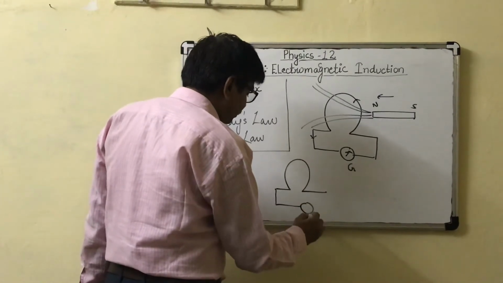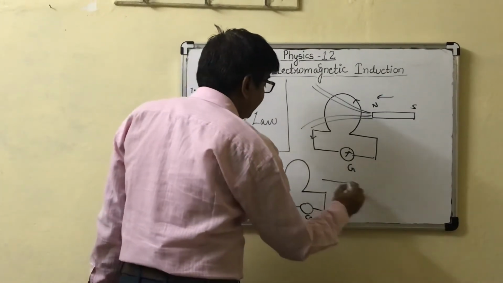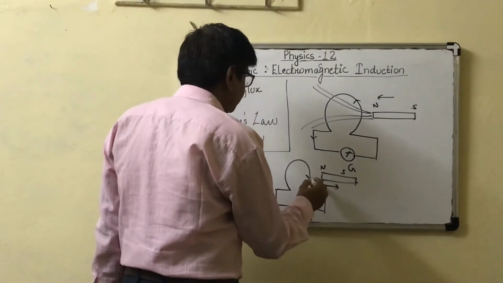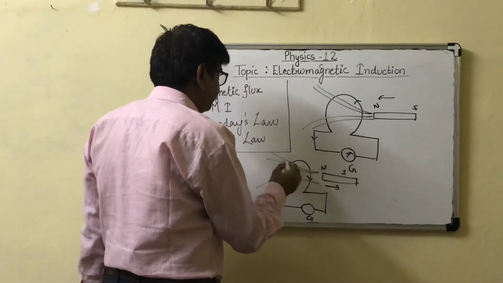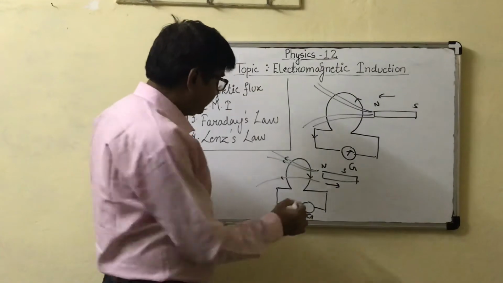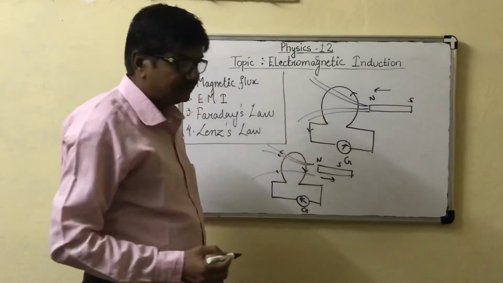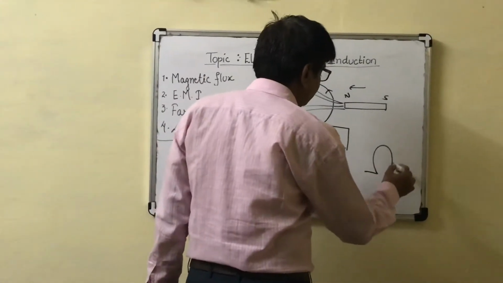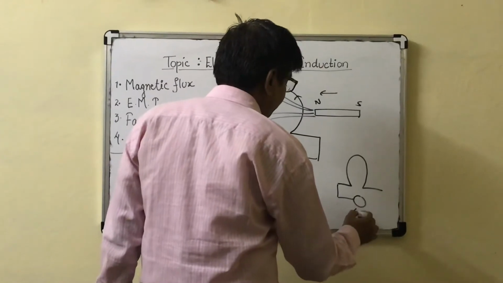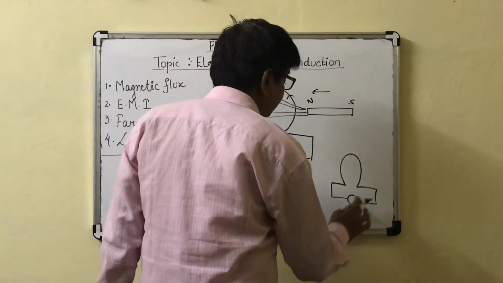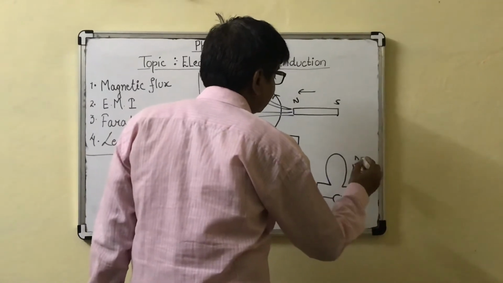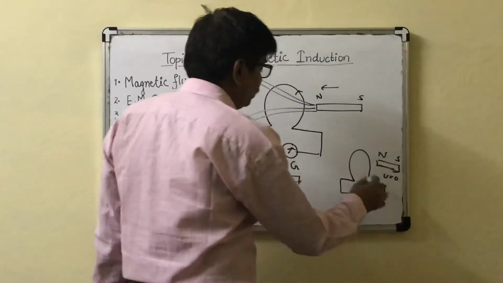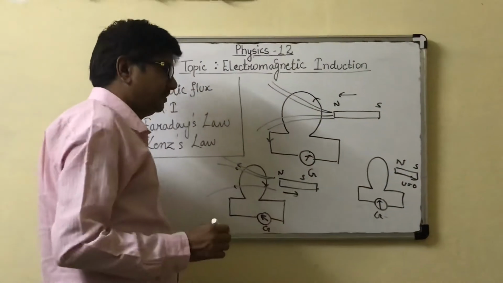Now the second case. Suppose this is a coil connected to a galvanometer, with a bar magnet. When the bar magnet is moved away from the coil, current flows clockwise, and the galvanometer shows deflection in the opposite direction. And the third one: suppose this is a coil connected to a galvanometer, with a bar magnet NS. There is no change, that is, the bar magnet is at rest. No current flows in the galvanometer.